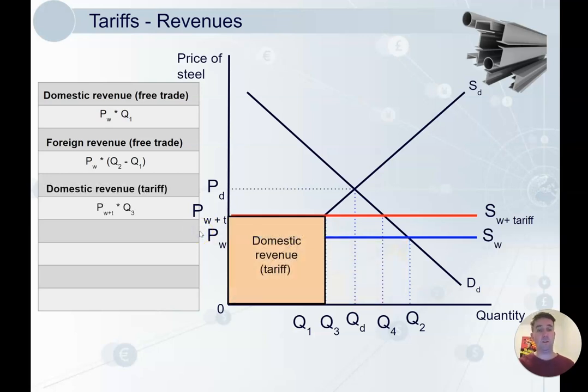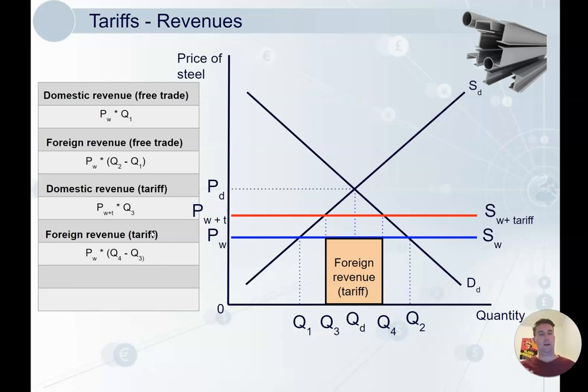And domestic revenue, if there is a tariff on, domestic revenue increases because they now get to sell for a higher price and they sell more. So higher price, PW plus T compared to PW, and Q3 compared to Q1. So they're better off. We know that.